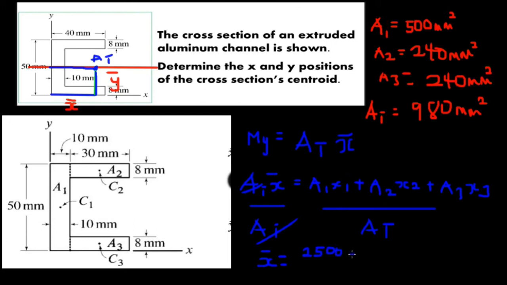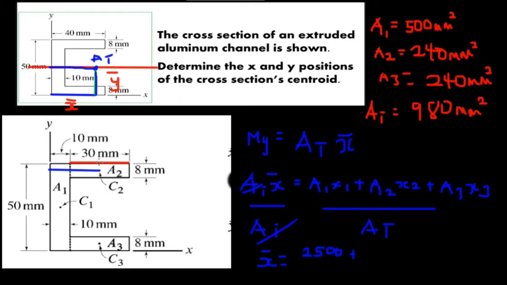Okay, so plus A2 x2. I know that A2 is 240. So let's find x2. It will be the shortest distance from area 2 to the y axis. So I'm going to trace that from this side here to this side. Okay, so what will be the value of that? The distance from this side to this side is 30.